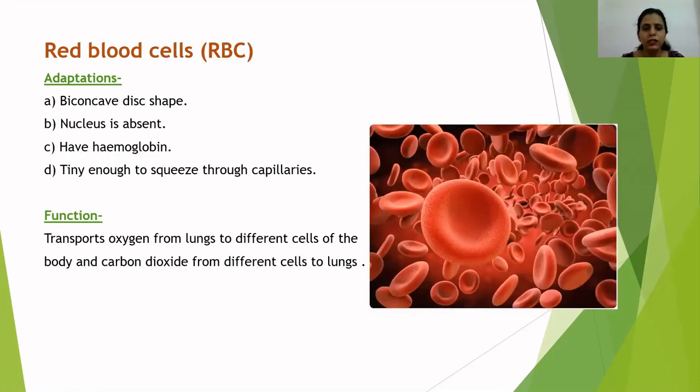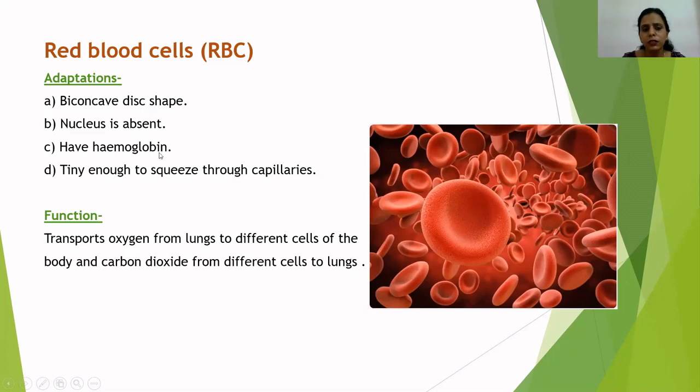Next is red blood cells. Red blood cells you have already studied in your lower classes. You're already aware that red blood cells are present in the blood. The cell is red in color because of the presence of hemoglobin. Okay, so this is one of the importance. The cell is red in color because of the presence of a red pigment in them, which is hemoglobin.